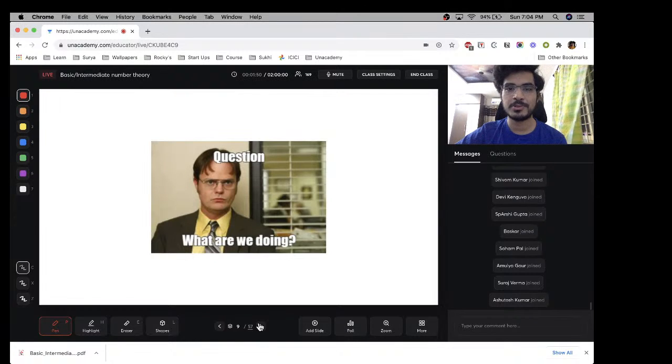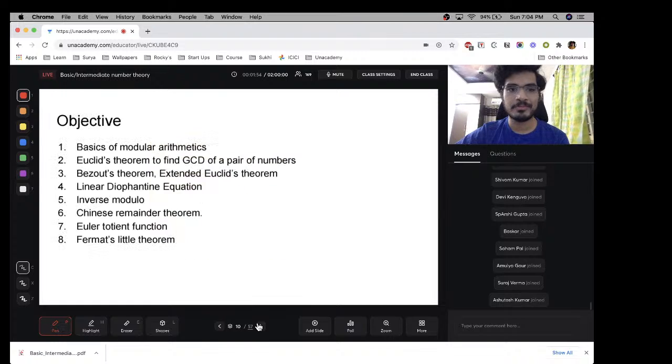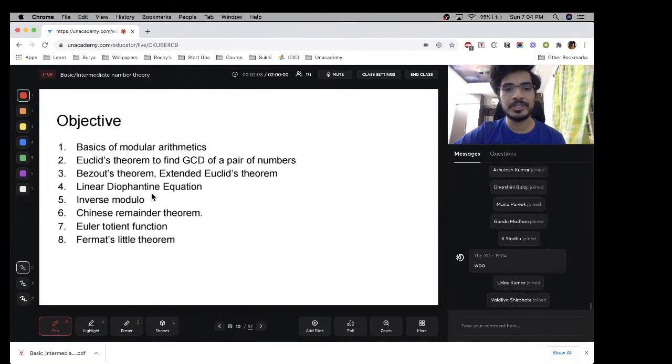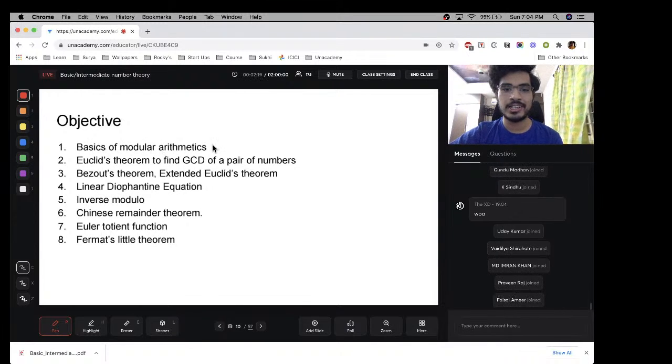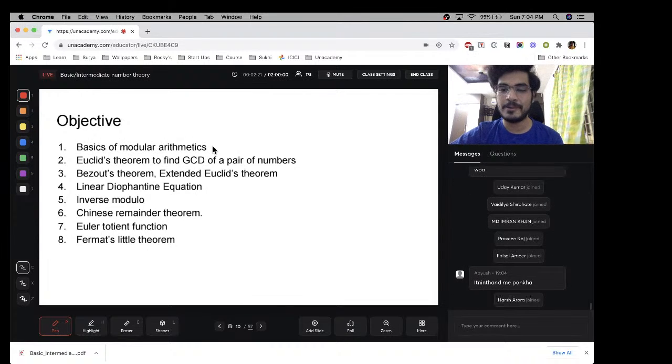So probably the biggest question is, what are we going to do today? So this is the objective. Looks like very big, isn't it? Lot of new names for some people, maybe. Don't worry, these are all very simple topics. Like each one is very simple. Like we'll go one by one, and you will learn each thing in detail.